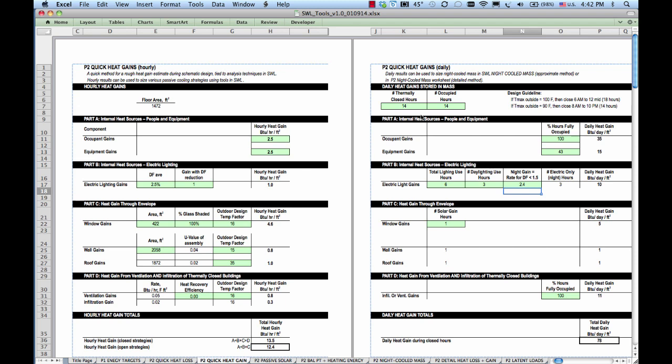These results can be used to size several of the passive cooling strategies in Sun, Wind, and Light. So that's it for the quick heat gain estimate of hourly heat gains. In the next video, we'll continue with looking at quick heat gain method for daily heat gains that are used in night-cooled mass.